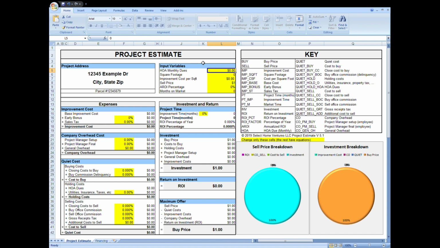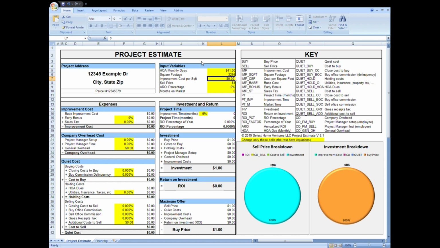The first input is HOA monthly dues. This is the monthly homeowners association dues. Our example house has monthly HOA dues of $41. The next input is square footage. Our example house has 2,256 square feet.